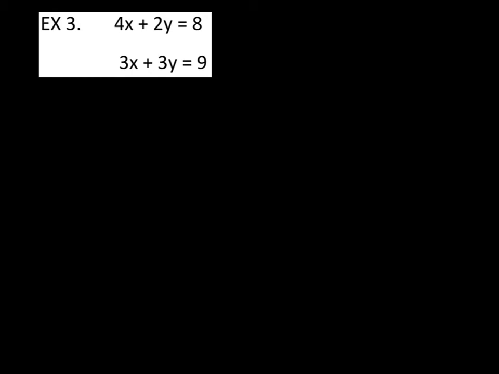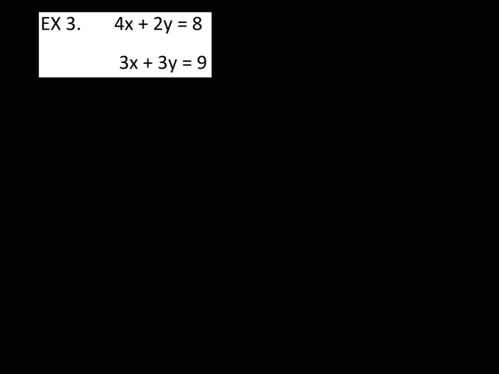First of all, again, look at those coefficients in front of the x's and in front of the y's. So in front of our x's, we have a 4 and we have a 3. In front of our y's, we have a 2 and we have a 3. Is there a number that we can quickly multiply by 3 to give us 4 or 4 to give us 3? And hopefully you're saying no. Is there a number that we can multiply by 2 to give us 3 or 3 to give us 2? And again, the answer is no.